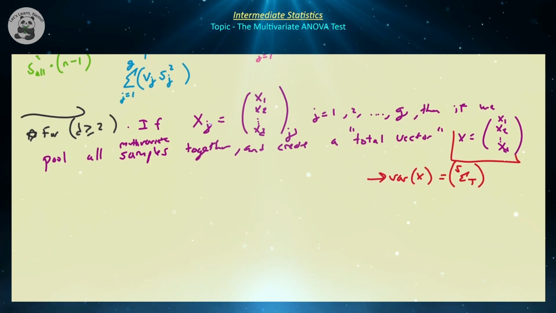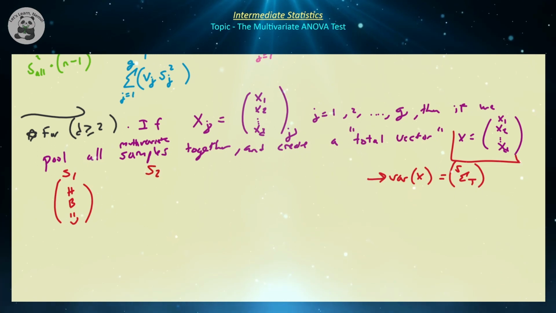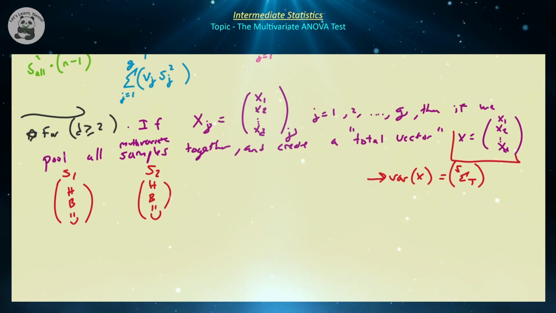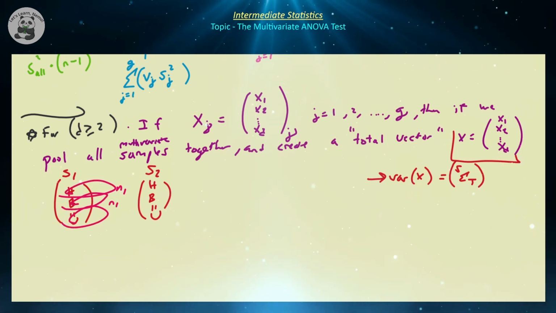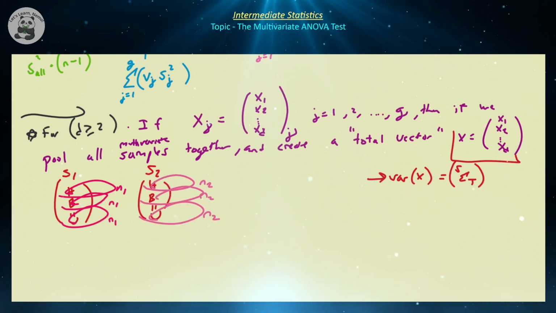So instead of having our samples separated, keep in mind we're going to have, for example, for sample 1, a height, a blood pressure, and a happiness value. For sample 2, we're going to have a height, a blood pressure, and a happiness value. And those are going to be summed across, for example, n1 of those for the first sample, and for our second sample, we're going to have n2 of those.